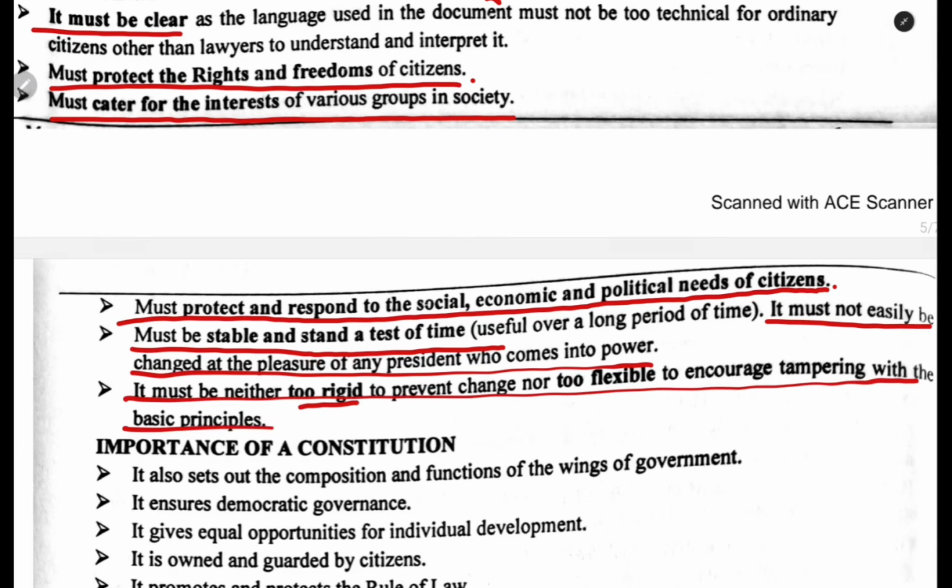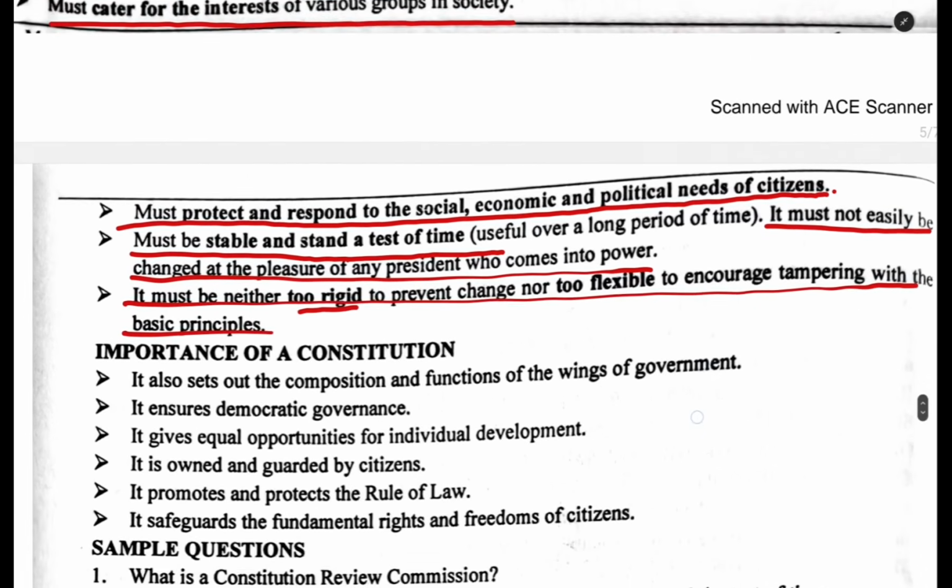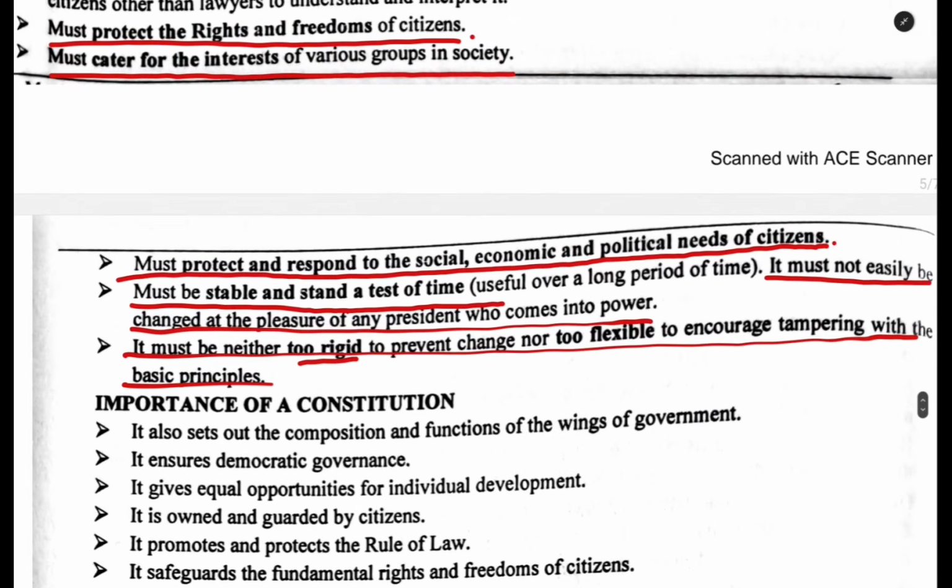You might find a question such as, explain the characteristics of a good constitution. That is what you basically need to do. And of course, I've done a video on how to present your essay questions. Please, you should be able to find that part because it's very important even as we go on in the learning. Then finally, we can look at the importance of the constitution.